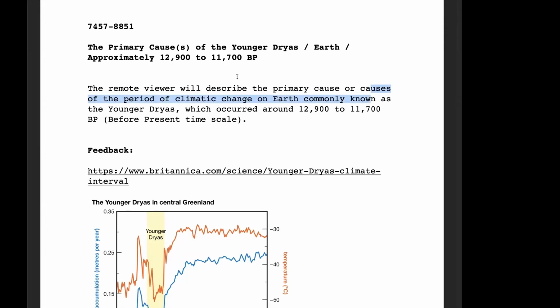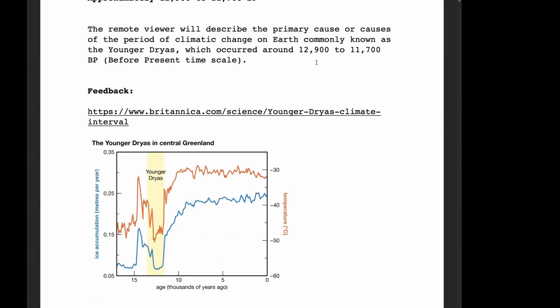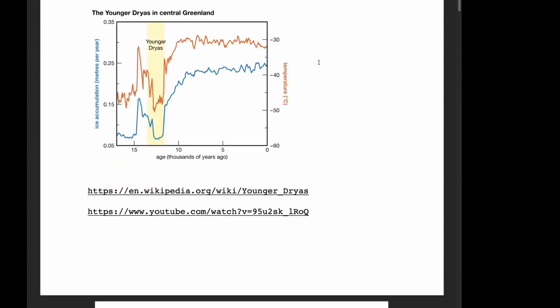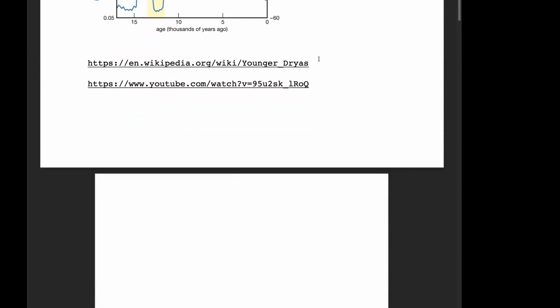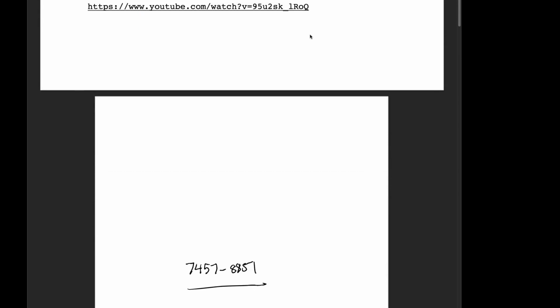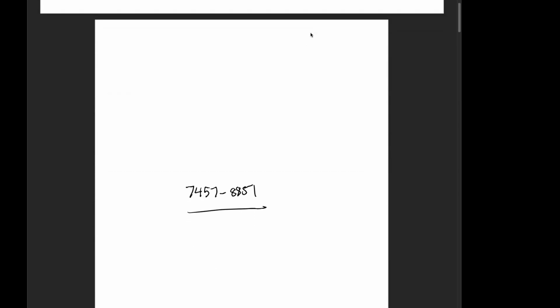Yeah, the primary cause of the Younger Dryas, approximately 12,900 to 11,700 years ago. The remote viewer described the primary cause or causes of the period of climatic change on Earth, commonly known as the Younger Dryas. So I'm just going to run through some of my highlights of my session here, and hopefully this is helpful information.